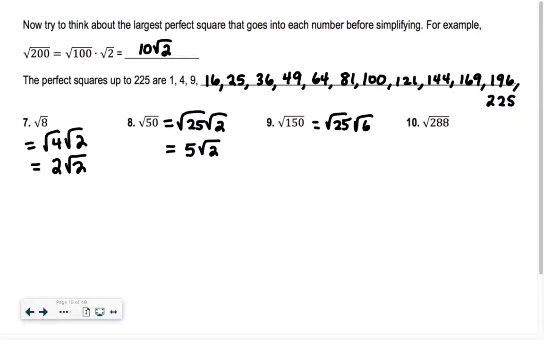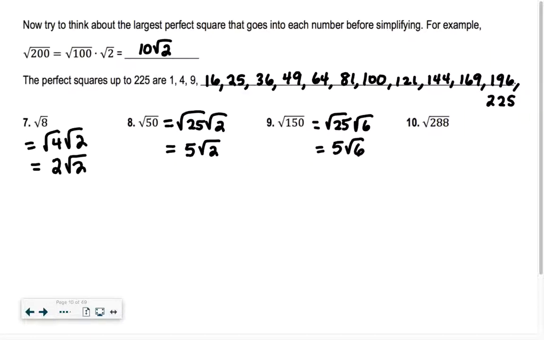How many times does it go into like 225? If I have $2.25, it's 25 times 9. See how quarters can help you? All right, so I have 25 times 6. So the square root of 25 is 5, and the square root of 6 stays how it is.